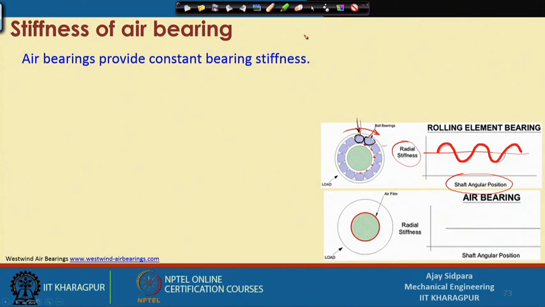In the air bearing, what is the advantage? That we are getting a uniform film of air all around the shaft, and because of that we are getting a uniform radial thickness against the shaft angular position. So, what is the advantage here? When you do a machining operation and you are getting a different radial stiffness, suppose this is the high stiffness and this is the low stiffness, this is the total variation. So, that is a problem in the machining.